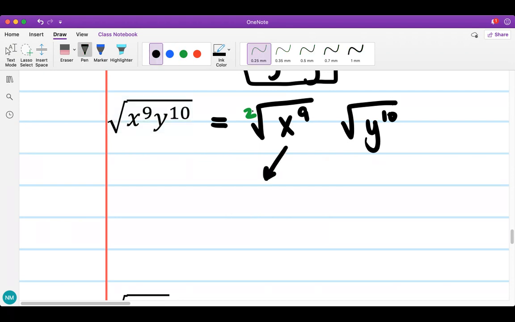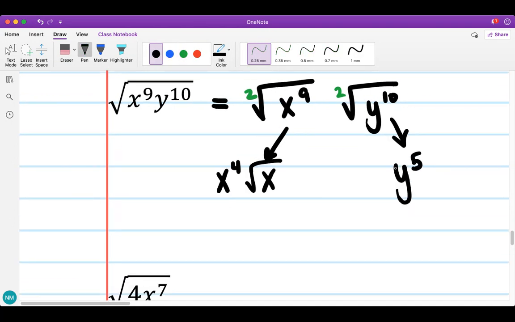This is going to be, how many times does 2 go into 9? Well, 8 is the number right below it, so 4 times. So it's going to be x to the 4th. And how many are left over? 1. And this is going to be, how many times does 2 go into 10? It goes in evenly, so it's going to just be y to the 5th. So now my final answer is going to be, I'll put these together alphabetically, x to the 4th, y to the 5th, and then radical x.